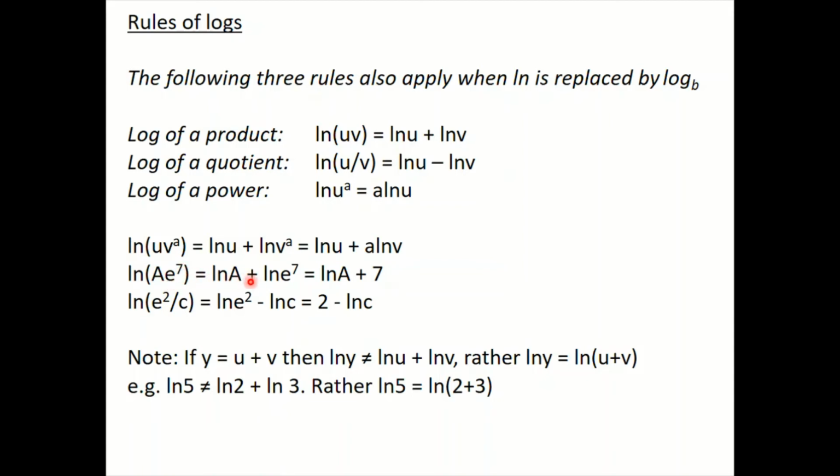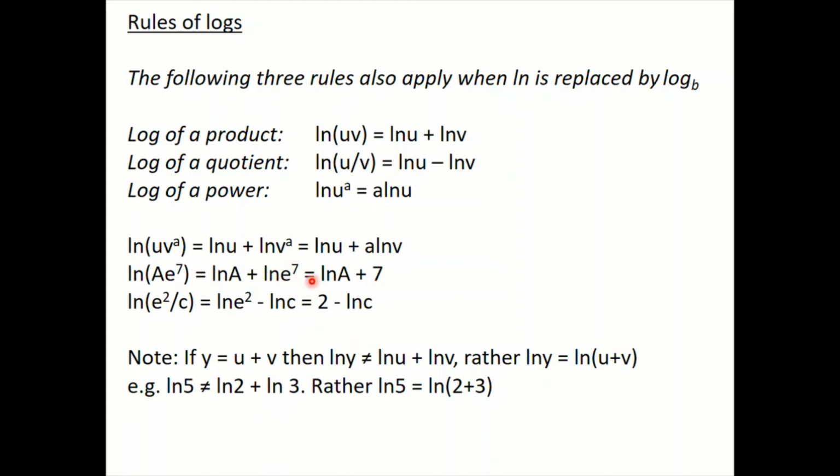Applying the product rule, where we have the log of a product, we can separate this out and have the natural log of a plus the natural log of e raised to the power of 7. And remember from the previous slide, when we have an expression like this, e raised to the power of some real number, then the natural log of e raised to the power of 7 is in fact the power. So in other words, the answer here would be 7.